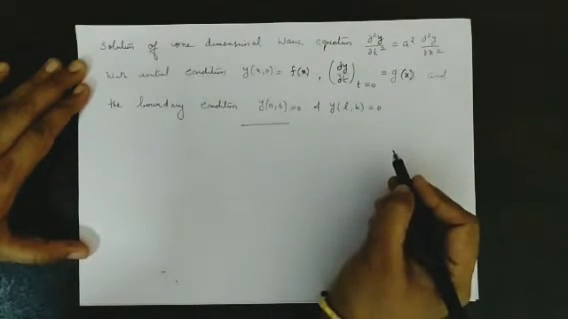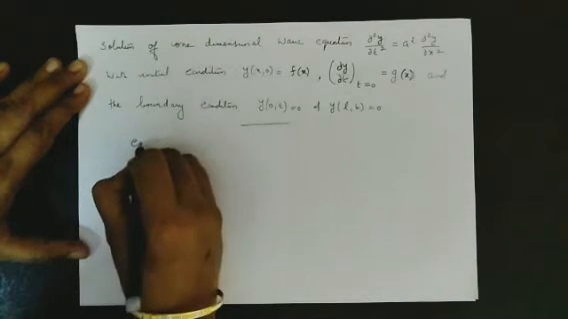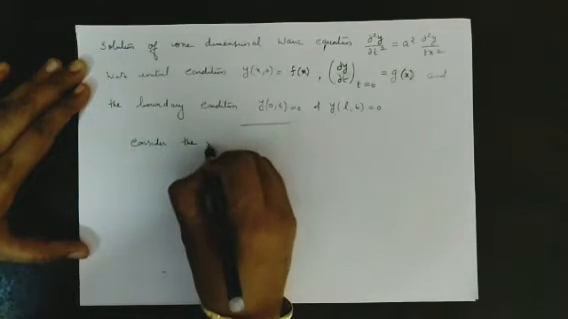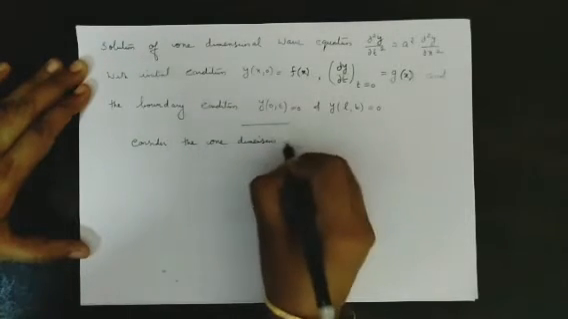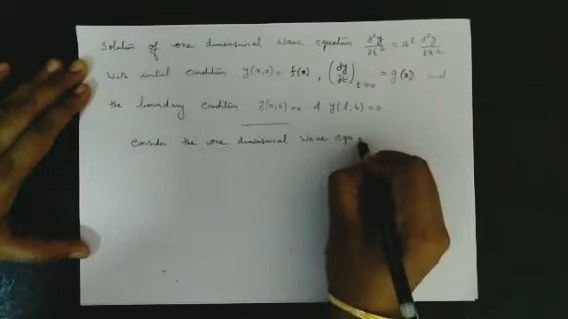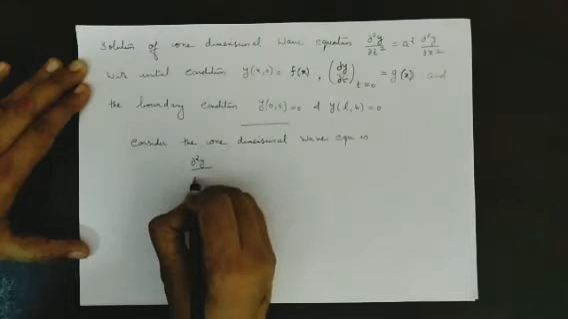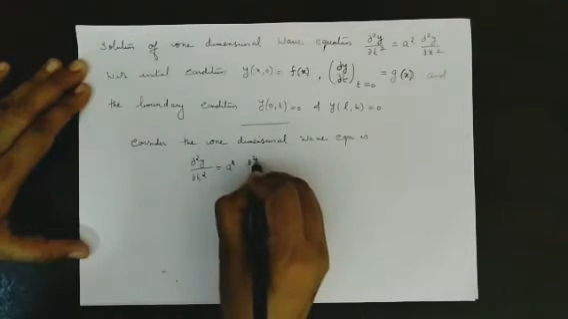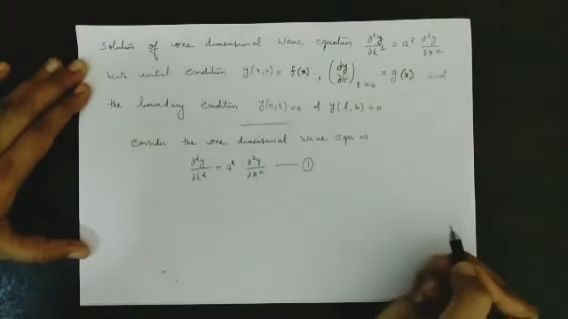Here, consider the one-dimensional wave equation. The one-dimensional wave equation is ∂²y/∂t² = a² ∂²y/∂x². Put it as equation number 1.